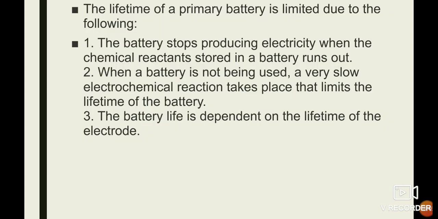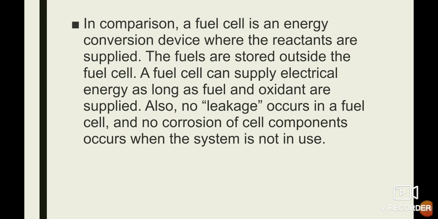This diagram shows a lithium ion metal battery or fuel cell. The lifetime of a primary battery is limited as follows. The battery stops producing electricity when the chemical reactants stored in the battery run out. Then, when a battery is not being used, a very slow electrochemical reaction takes place that limits the lifetime of the battery. The battery life depends on the lifetime of the electrode.